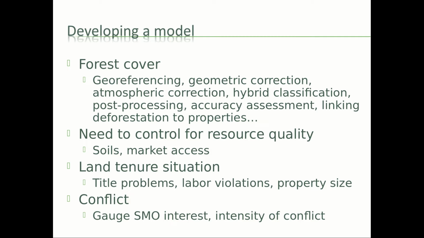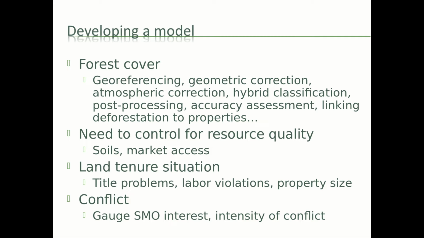In order to develop a model to figure out whether there is really a statistically and practically significant connection between deforestation and land conflict, you need data. And so for data, we first needed data about forest cover. So we took over 50 Landsat 5 images from the Landsat satellite, which was in operation for almost 30 years before it finally destabilized in orbit.